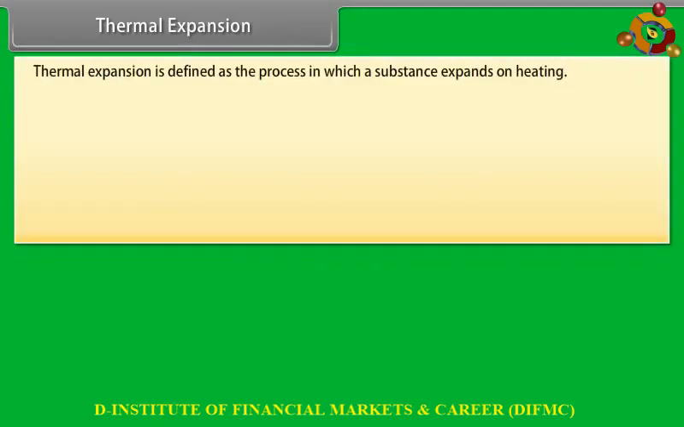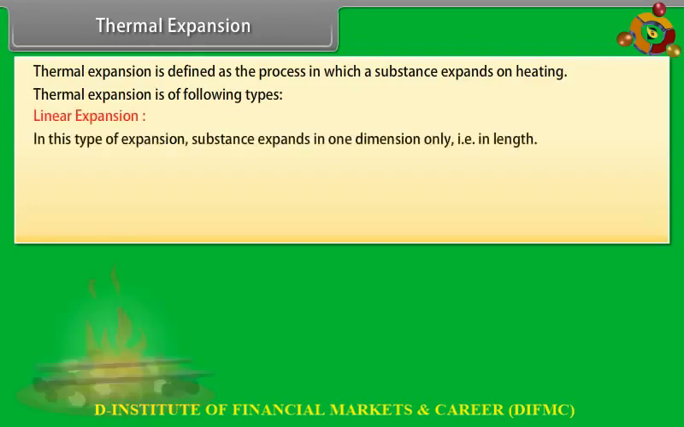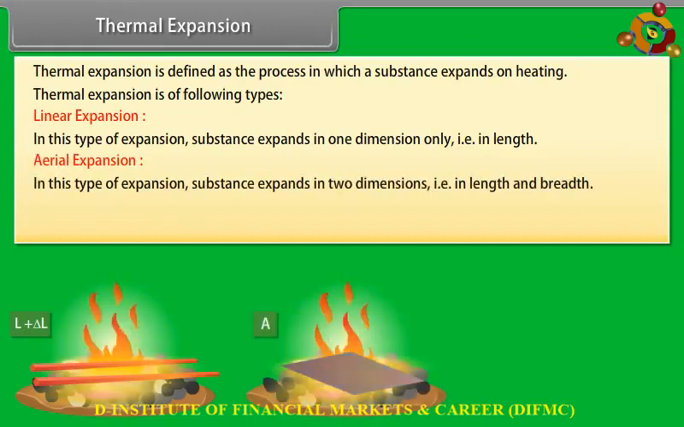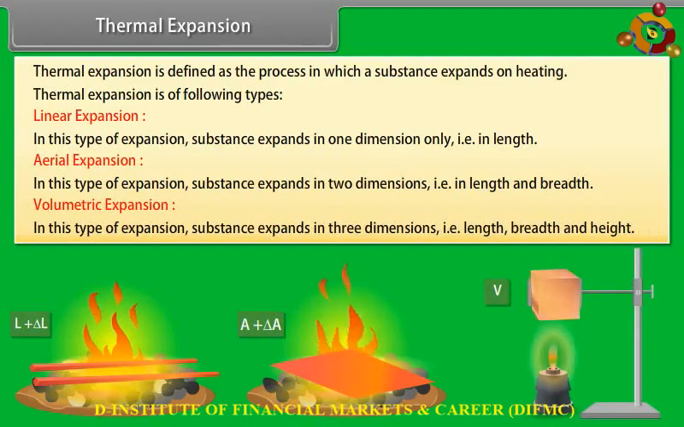Thermal expansion. Thermal expansion is defined as the process in which a substance expands on heating. Thermal expansion is of the following types. Number 1. Linear expansion. In this type of expansion, the substance expands in one dimension only, that is, in length. Number 2. Aerial expansion. In this type of expansion, the substance expands in two dimensions, that is, in length and breadth. Number 3. Volumetric expansion. In this type of expansion, the substance expands in three dimensions, that is, in length, breadth and height.